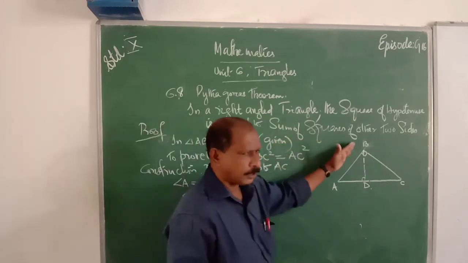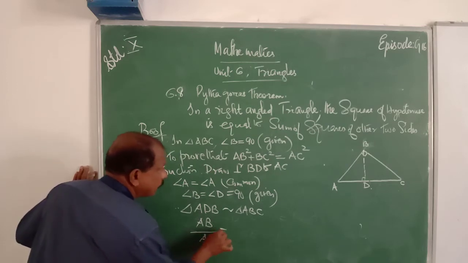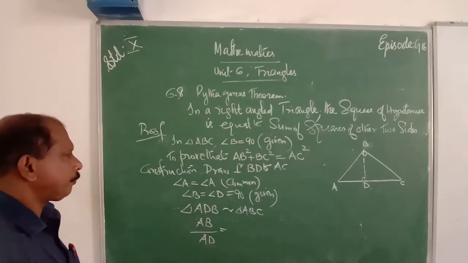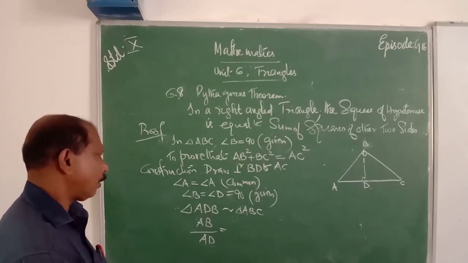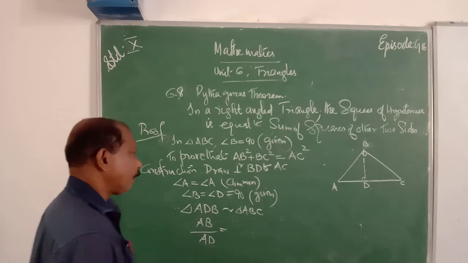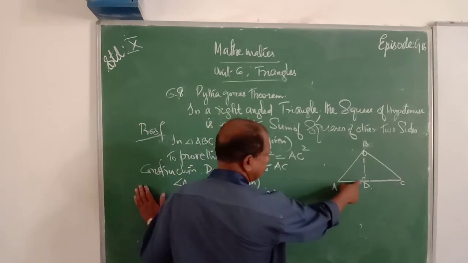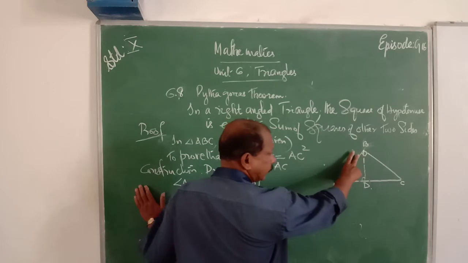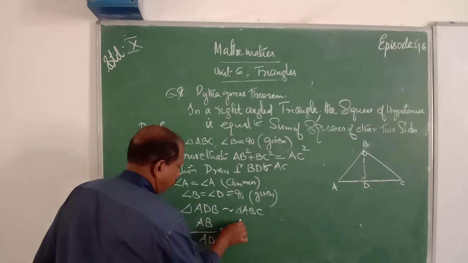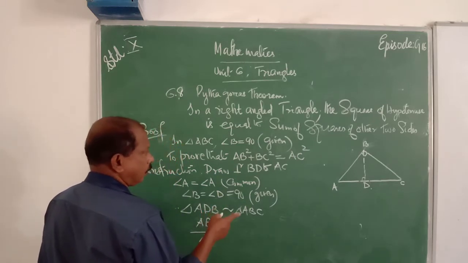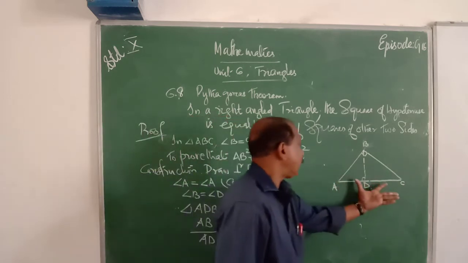AB is the base of the first triangle. AD is the base of the second triangle. Then, for this triangle the hypotenuse is AD, and for this triangle the hypotenuse is AC. Therefore, AB and AD are the bases, and the corresponding hypotenuse of this one is AC.